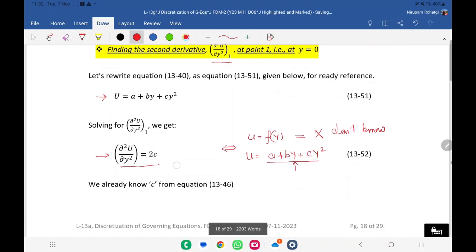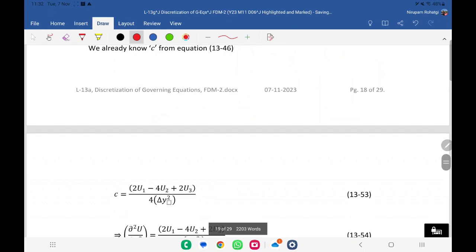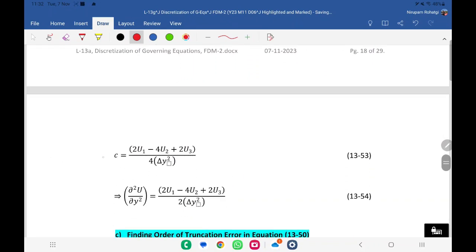Now, if you find the second derivative, it is equal to 2c, and 2c already you know. 2c is equal to c is equal to this. So the second derivative also you can find out. These equations are accurate. But the problem is your equation is approximate. You have not made any assumption while doing the assumption you made is that your function is u is equal to a plus by plus cy square. This is the error you have introduced.